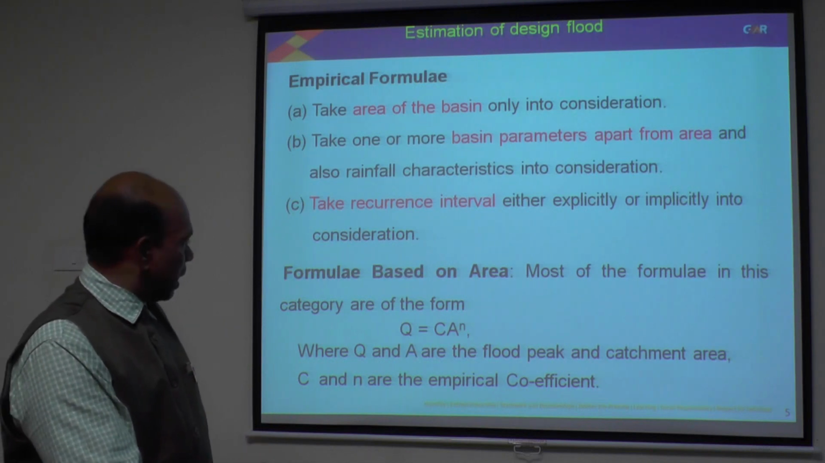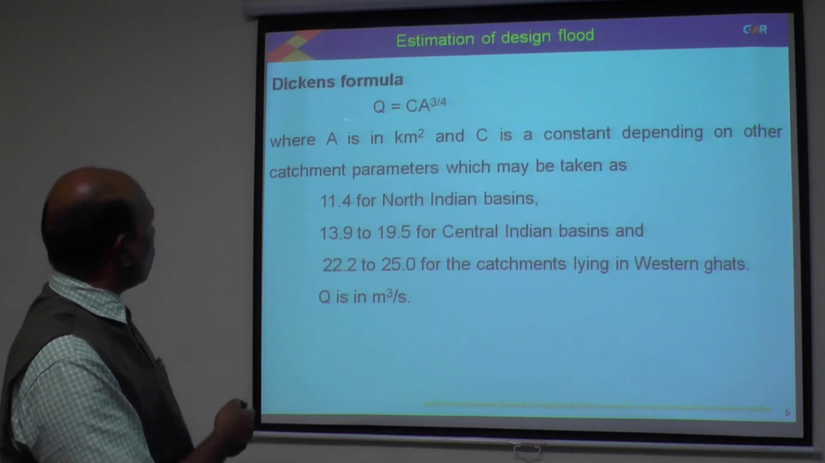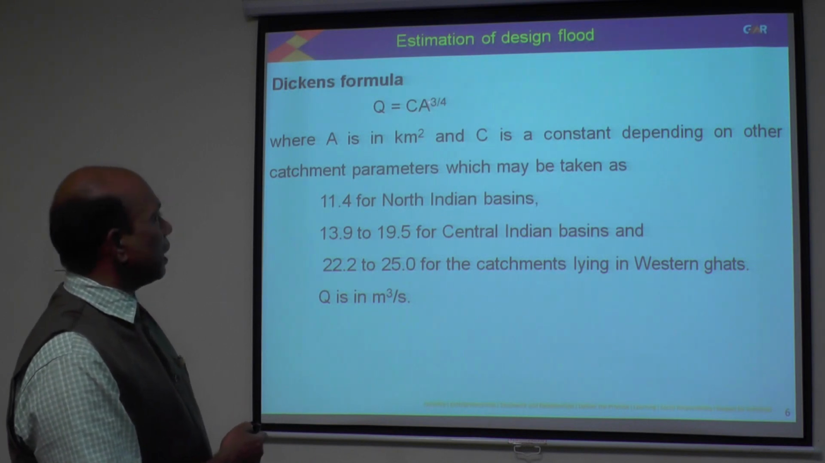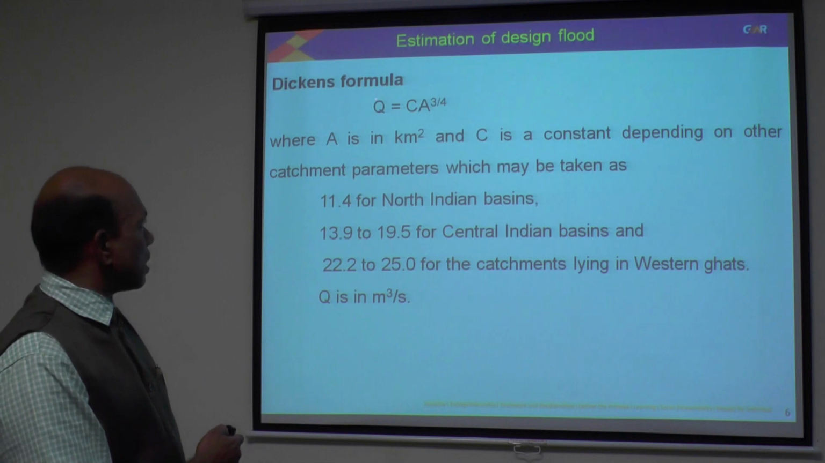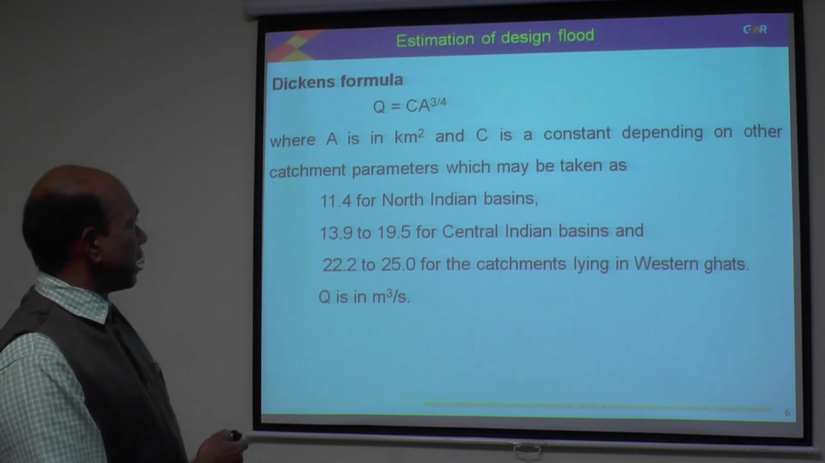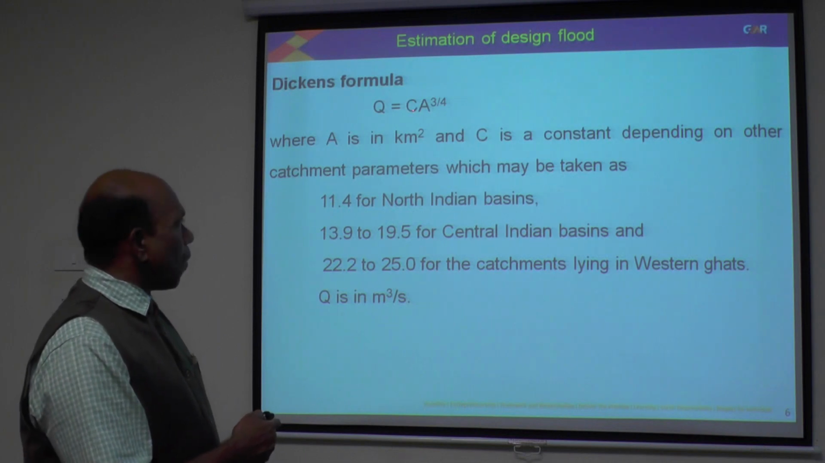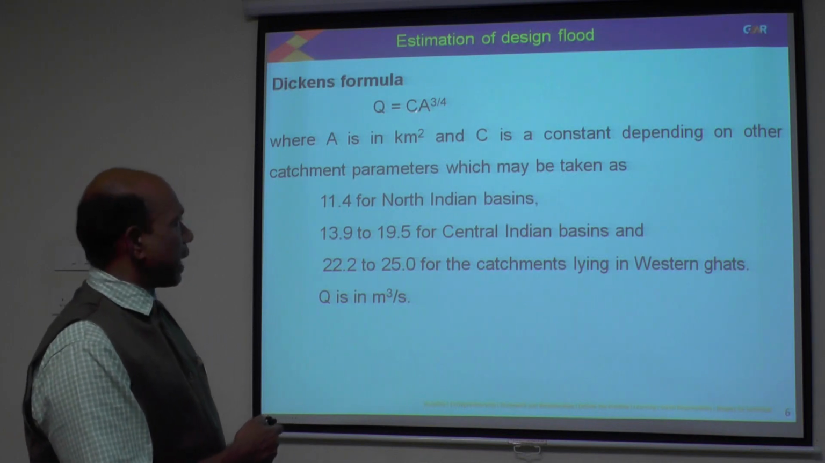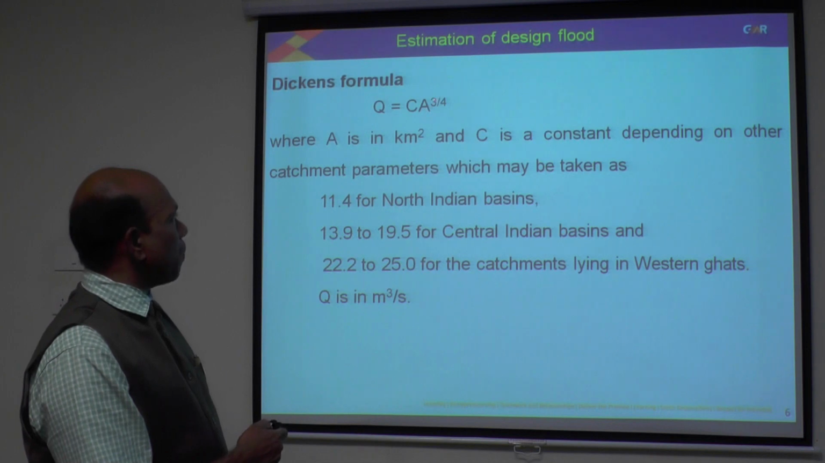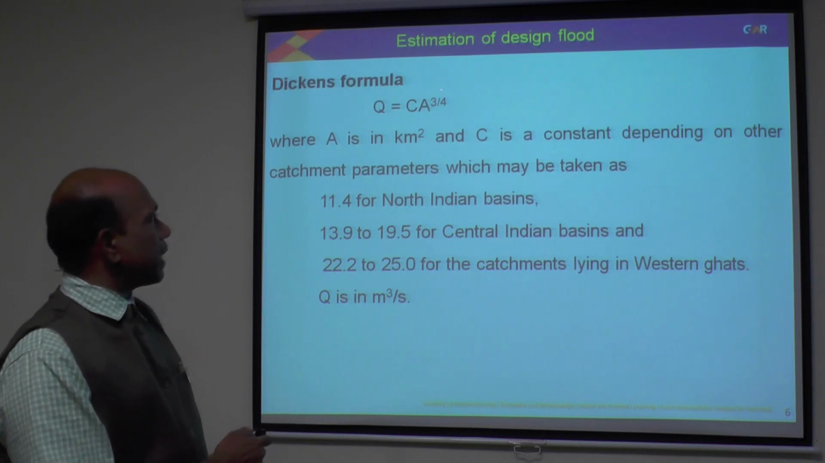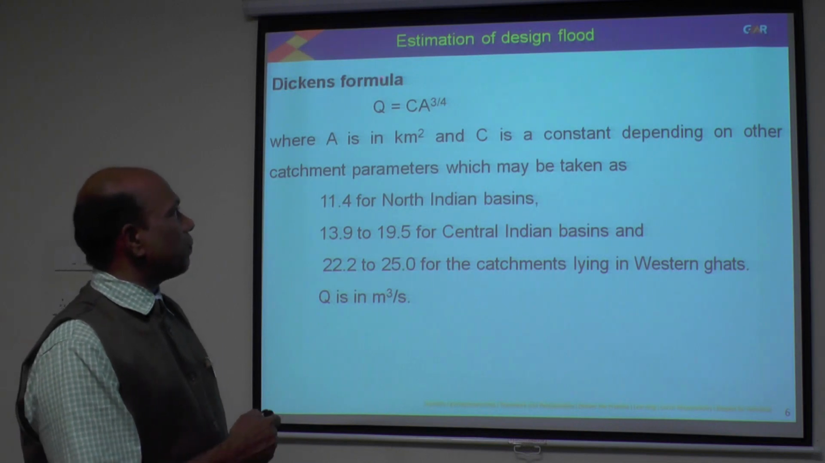A is the catchment area. Right, then here they have given one formula, Q equal to C A power 3 by 4. Here Q is the discharge, in meter cube per second. C is the coefficient, which has no units. A is the catchment area, in square kilometers, power 3 by 4. Here also no parameter like rainfall intensity or rainfall depth is included directly.